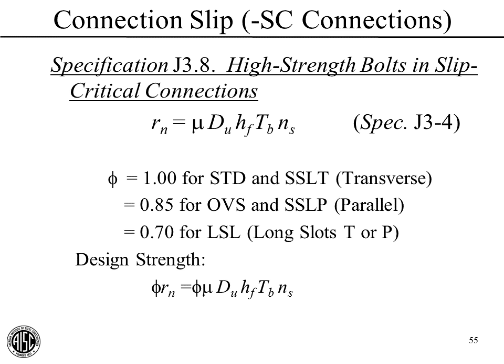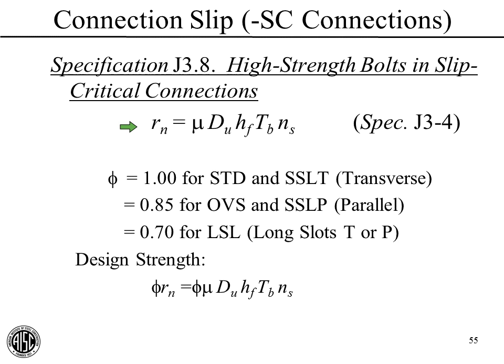Okay, so let's move on to the connection slip strength. For this, we go for SC connections. For this, we go to the specification section J3.8. This is our nominal strength for connection slip, and you see we have mu times D sub U times H sub F times T sub B times N sub S. Now, we will define these one at a time.